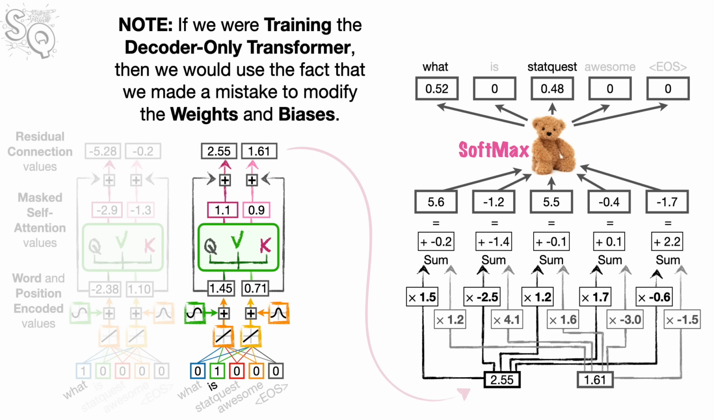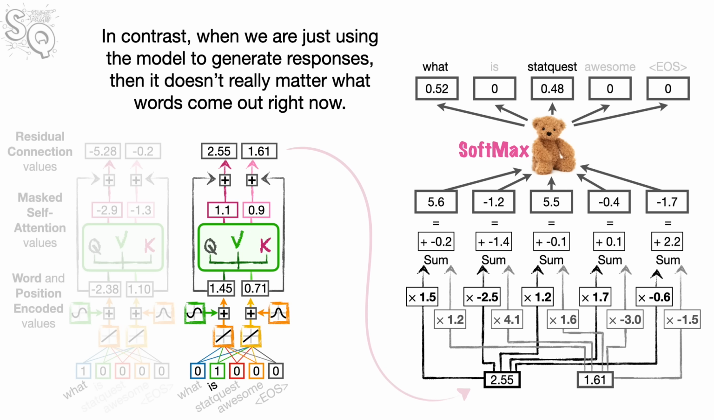Note, if we were training the decoder-only transformer, then we would use the fact that we made a mistake to modify the weights and biases. In contrast, when we are just using the model to generate responses, then it really doesn't matter what words come out right now.